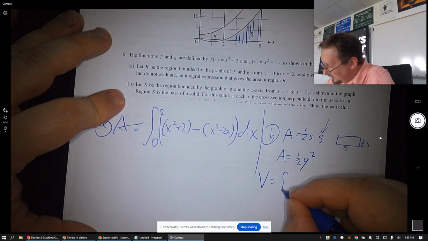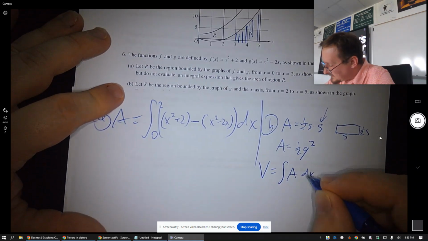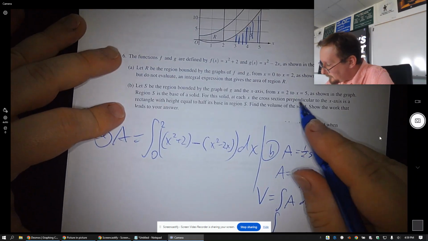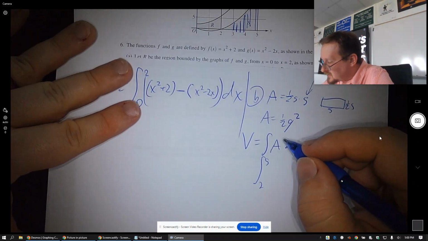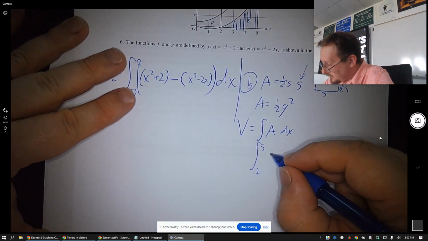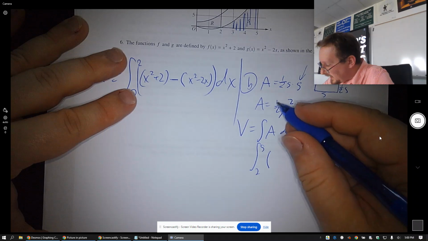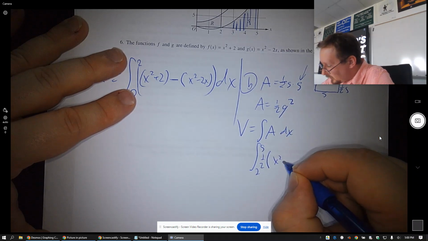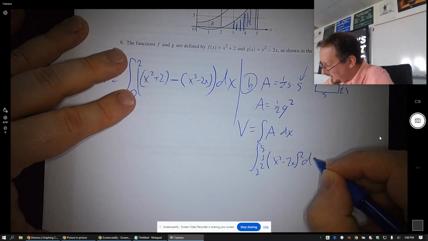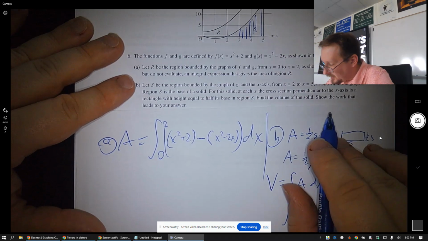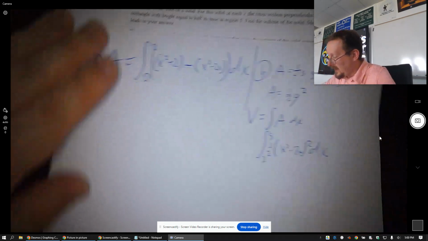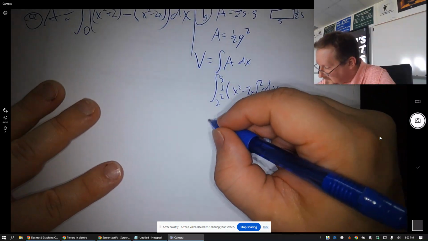So the volume is going to be the integral of A dx. So it's going to be the integral from 2 to 5 of g squared. What was g? That's going to be, but the area is 1/2, x squared minus 2x all squared dx. Okay. Find the volume of the solid. Show work that leads to your answer. Okay, I do this.